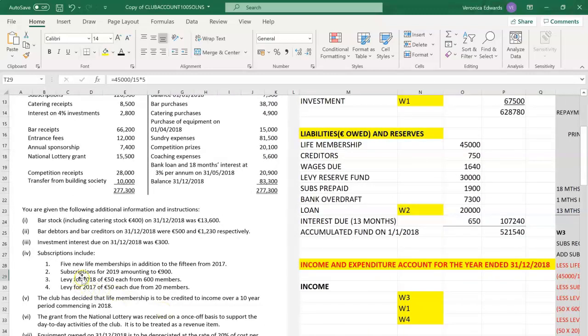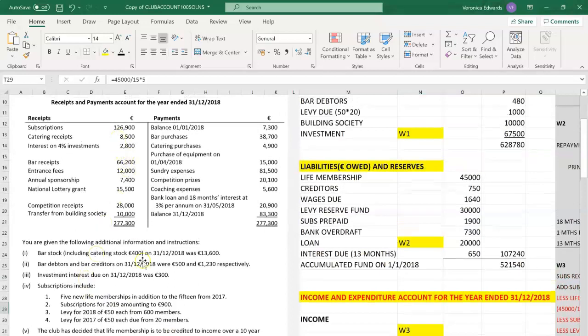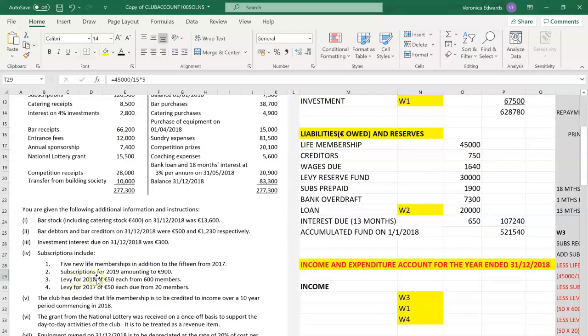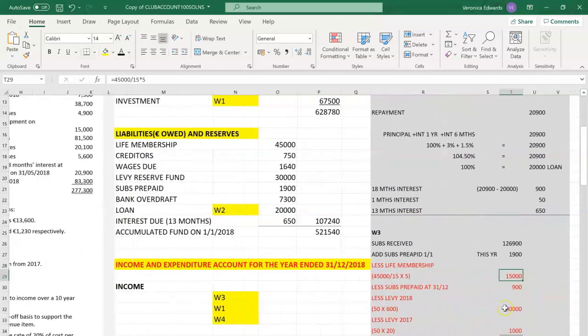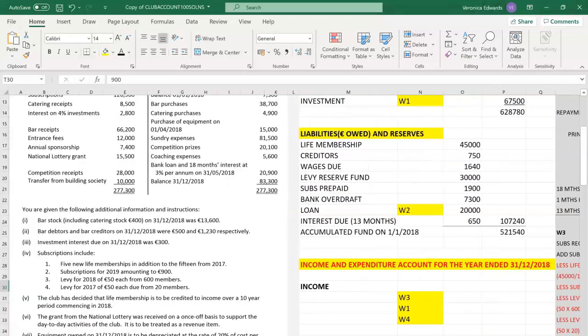We're also told that the subscriptions figure that you received of 126,900 includes subscriptions for next year amounting to 900. Anything that relates to next year, we need to exclude. We're just trying to isolate the subscriptions for 2018. So we exclude the 900. Why? Because it relates to next year. So is there anything else?